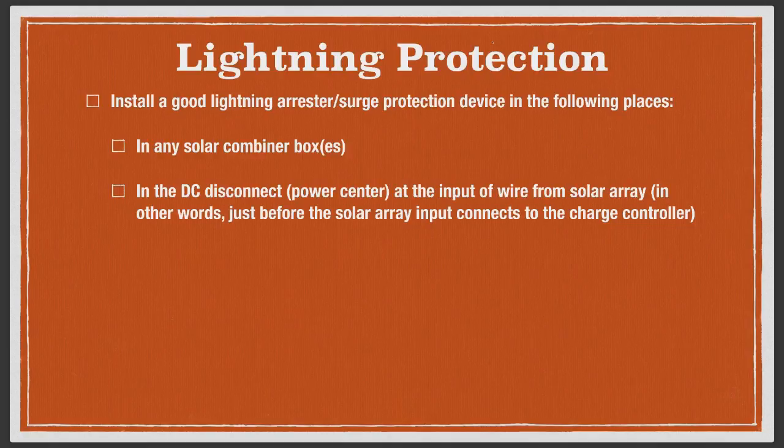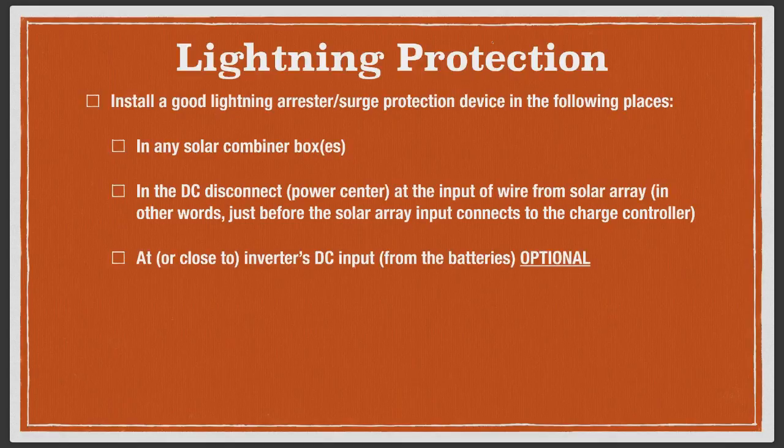You want an arrestor on either end of that, on both ends of that wire. One is going to protect the current that wire picks up from running into the solar panels, the solar array, and the other arrestor is going to protect it from running into the charge controller. Another place that I would place possibly a lightning arrestor.